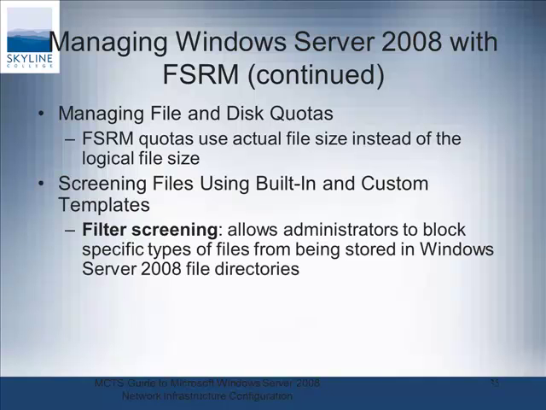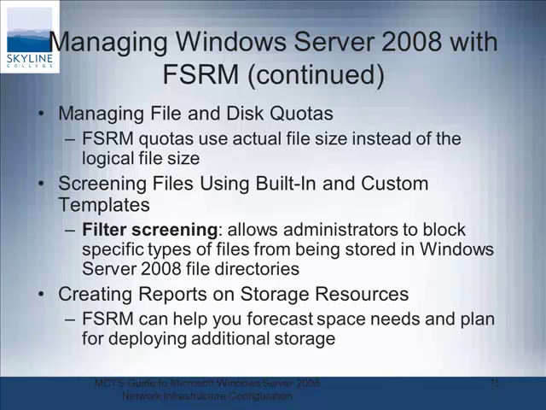Filter screening, let's say screening files based on built-in and custom templates, and we have the filter screening. The filter screening is by file type and allows you to restrict what users can actually put on your machine. This would protect you from, we'll go back to pirating. What if you want to keep pirated movies off of your network? Other than doing filters at the firewall and things like that, what if you just didn't let those file types on your network? It can protect you, the administrator, as a best effort sort of thing.